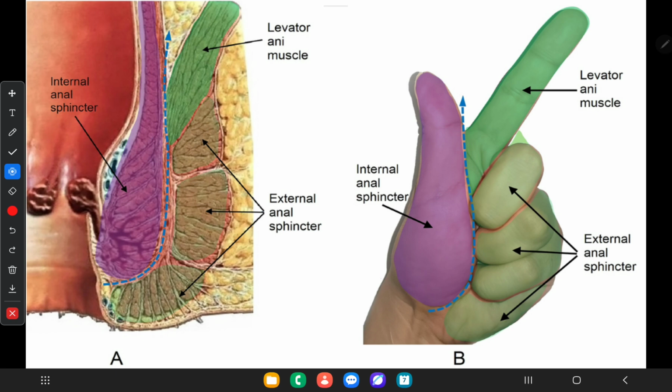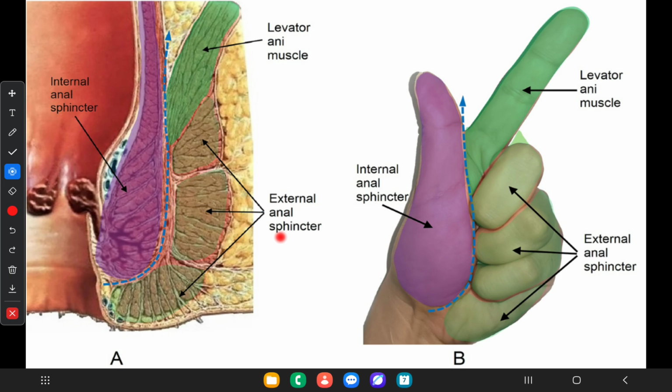Here you can see one important relationship, and it is easy to remember. I think from this diagram you can easily remember the levator ani muscle, internal anal sphincter and the external anal sphincter arrangement. When we talk about the internal anal sphincter, it is a thickened circular smooth muscle surrounding the upper 3/4 of the anal canal, and it extends from the anorectal junction to the intersphincteric groove, and also it is involuntary.